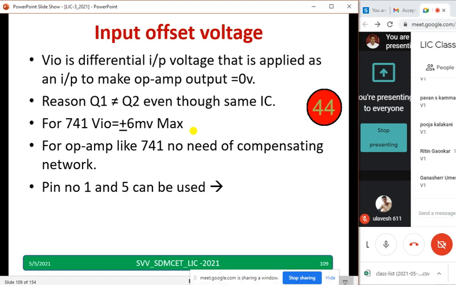So take another 10 to 20 seconds, note down 1 or 2 words from this. At least for 741, input offset voltage I have to apply plus or minus 6 millivolts maximum so that I can make output equal to 0. It is not universal, it depends on the op amp. For each op amp it may be different. How will you come to know? The data sheet of the op amp will have all the information. Now copy down only one word. For 741 VIO equal to plus or minus 6 millivolts. And the input offset voltage we have discussed already in the previous chapter. Let us go to the next.